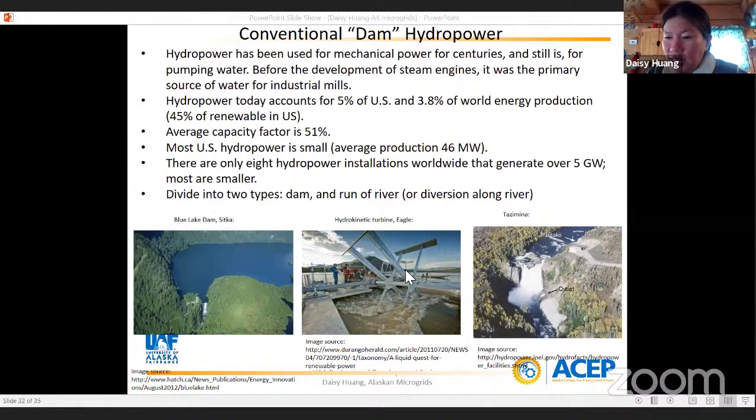Hydrokinetic is kind of where wind was in the 1970s. There's all kinds of different designs, and we don't know which one will come out on top. So they're all being tested now. And if you're interested, if you go to our website here, we actually have a hydrokinetic center, and you can go see all the different designs that they have tested.